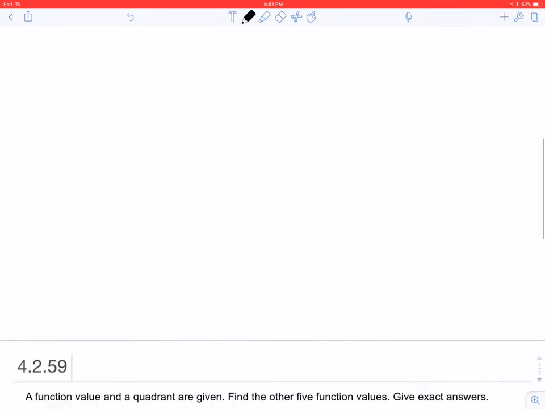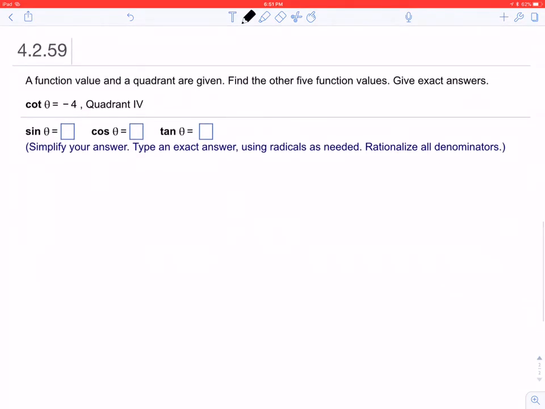So let's see, we have this question from Pre-Cal. This is Pre-Calculus Essentials by Rodney McWhorter. It comes from section 4.2, question 59. It says the function value and the quadrant are given. Find the other 5 function values, give exact answers. So we have cotan of theta is -4, we're in quadrant 4.